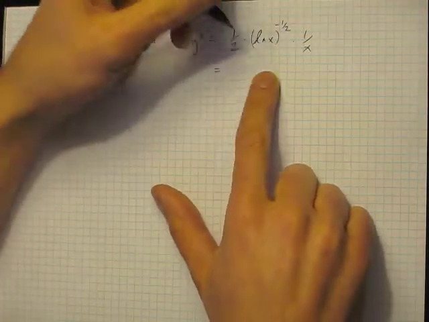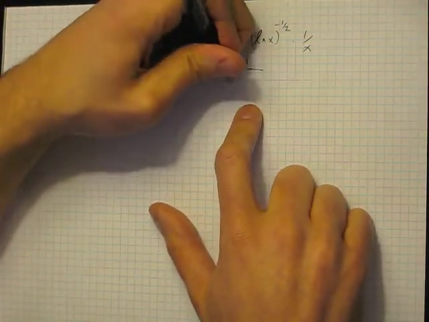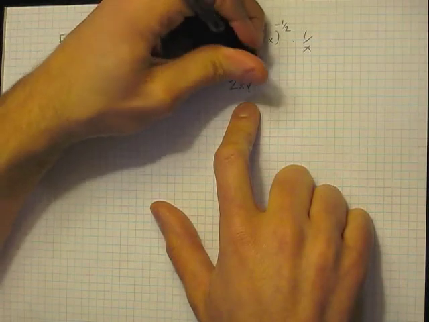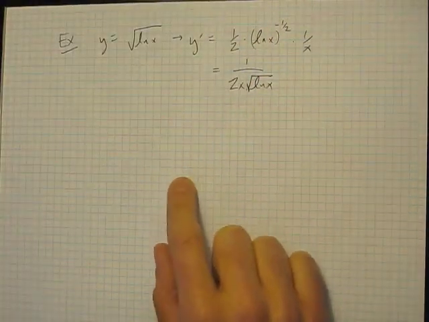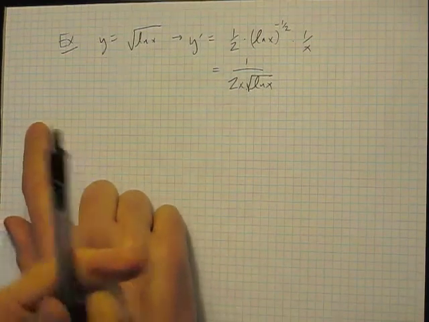If you'd like this in a nicer form, which why wouldn't we? This would be that. Okay, simplifying all that, putting it in there. Okay, let's try another one.